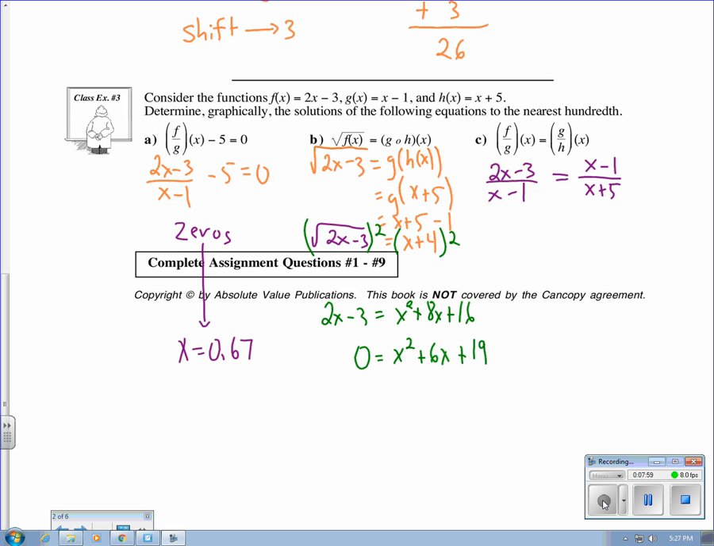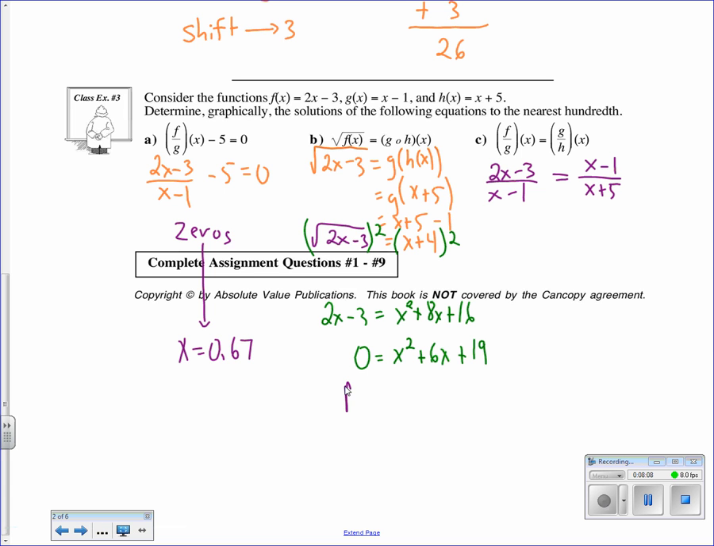By the time I look at the parabola that I've generated, I notice that it's a parabola that does not go through the x-axis. There is no solution because there are no x-intercepts for this one. And the next one, I'm going to create 2 graphs and see where they intersect.